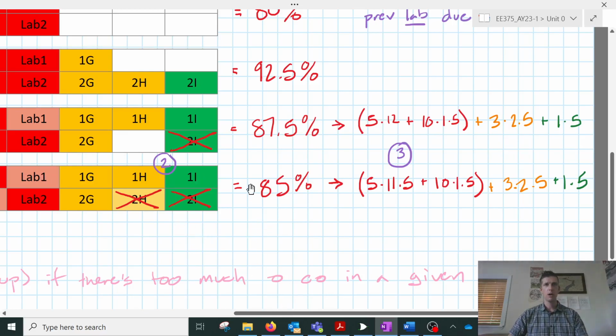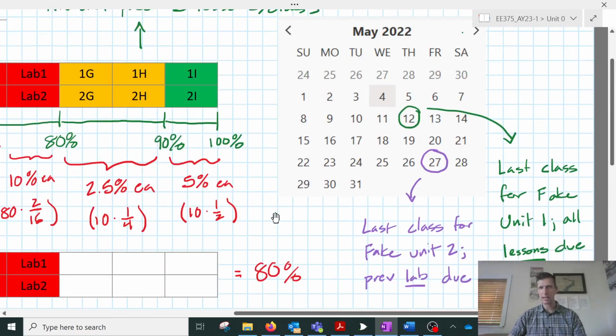All right. I've mentioned on time and late a couple of times, so let's talk about what that means, because there are effectively two different due dates potentially for a unit. Here I've got a fake calendar. It's May of this year. We're going to assume that May 12th was the last class for our first fake unit. After that, we start Unit 2, and May 27th is hypothetically the last date for Unit 2. So May 12th is the last date for Unit 1. That's when all of the lessons for that unit are due.